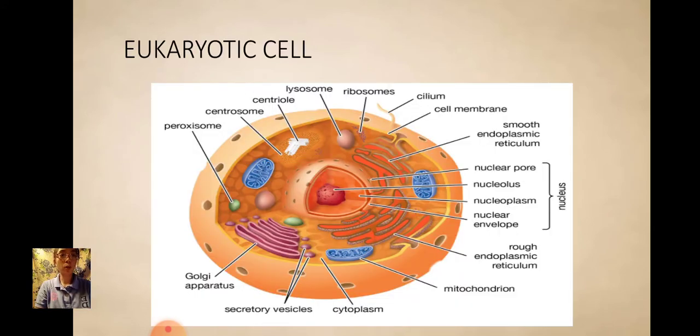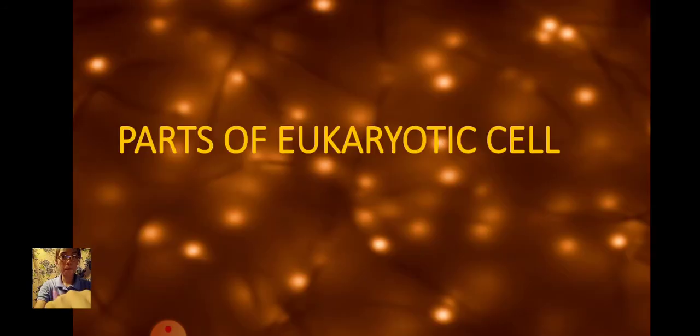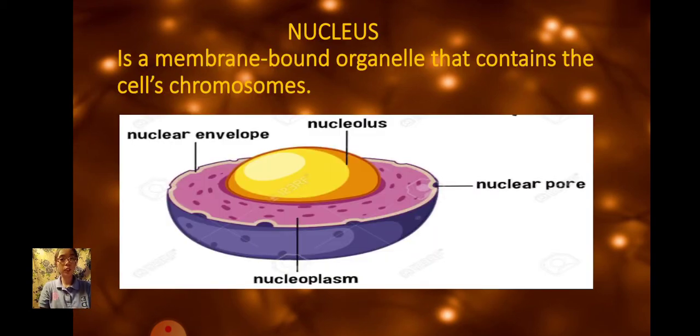All cells have certain components that enable them to carry out vital life processes. So I'm going to discuss the parts of the eukaryotic cell one by one. Nucleus. It is a membrane-bound organelle that contains the cell's chromosomes. The nucleus controls and regulates the activities of the cell and carries the genes, structures that contain the heredity information. It is also responsible for protein synthesis, cell division, growth, and differentiation.